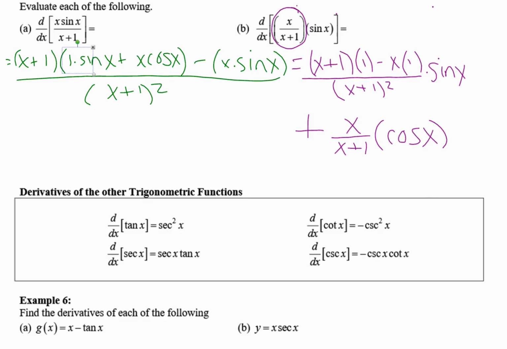And there you go. And again, you can clean this up. And you'll actually see, if you clean them up, that these two things are equal. Because it didn't matter if you group it as x over x plus 1 times sine, or if you group it as x times sine of x over x plus 1.